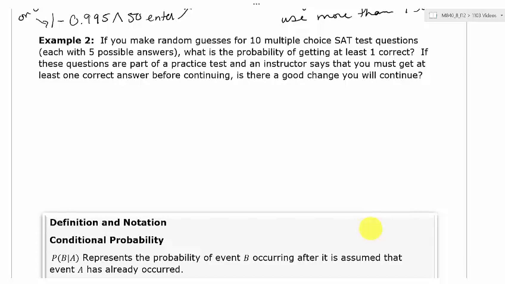Again, this is an at least one problem, so we're going to have to use the same concept as above. So first, probability of a correct answer. 1 out of the 5 is correct, so the probability that you will get it correct is 1/5. And probability at least one correct.